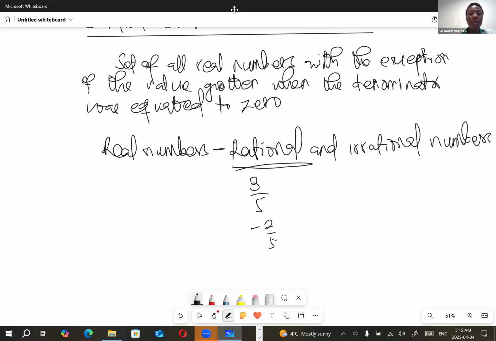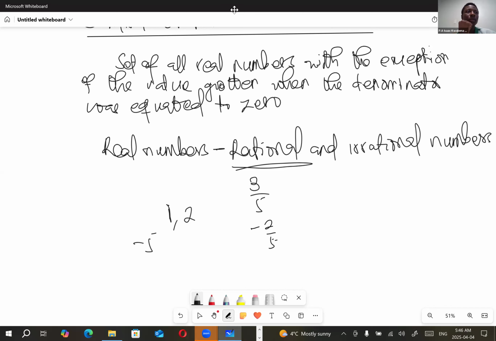So can we say that whole numbers are rational numbers? Like an example, 1, 2, or negative 5. Can we say these are rational numbers? I want you to have an idea of real numbers. Can we say whole numbers are rational numbers? Yes, sir. Why? Sir, please, because of the negative.